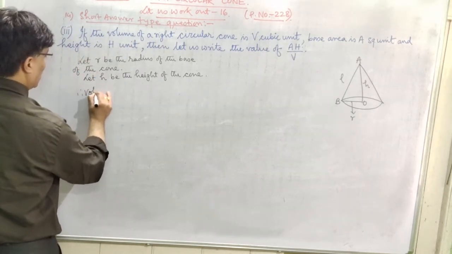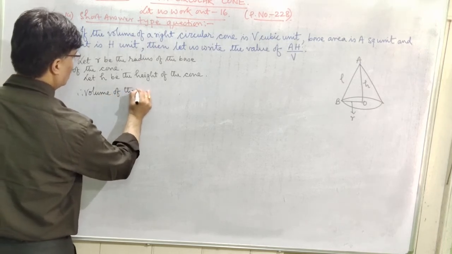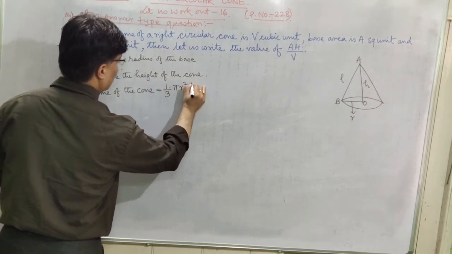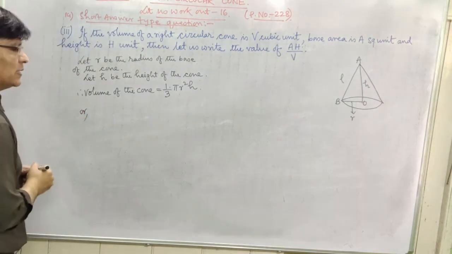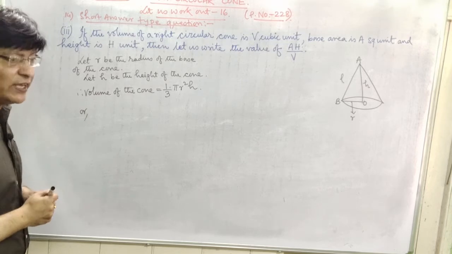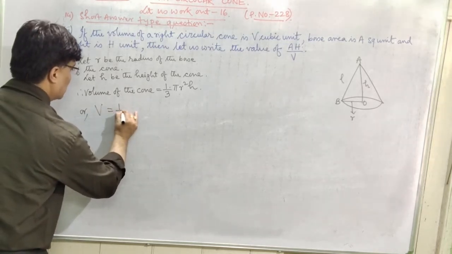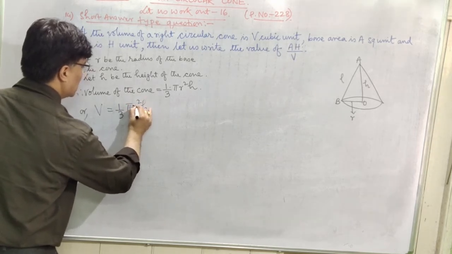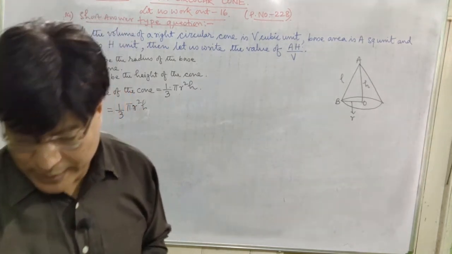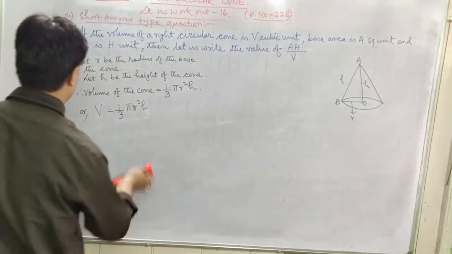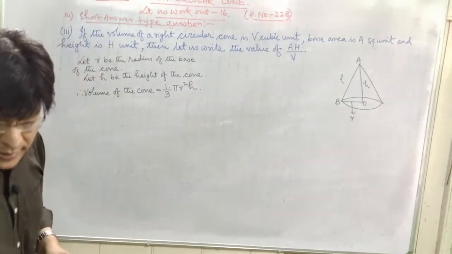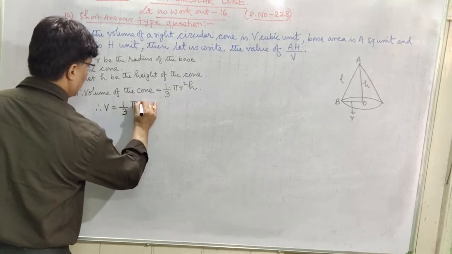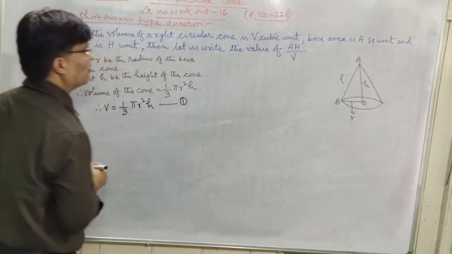So the volume of the cone is equal to, what is the formula? It is 1/3 pi r square h. By the question, the volume of the cone is given as V cubic unit. So V is equal to 1/3 pi r square h. Let us mark it number 1.